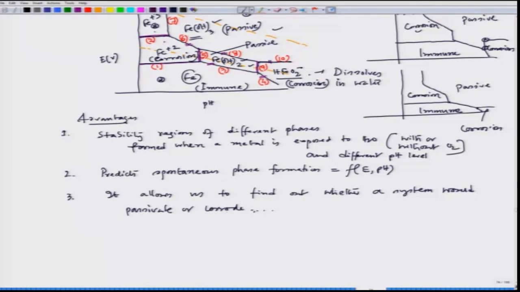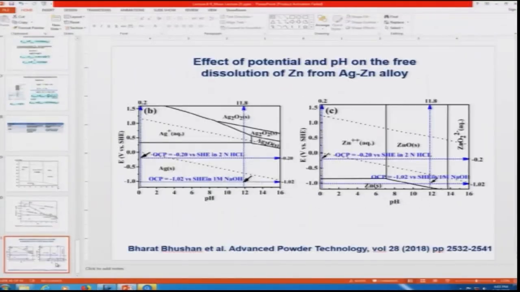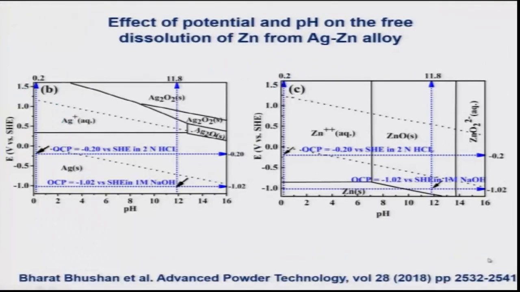Another important piece of information: when we have a mixture of metals, at a particular potential and pH level, we need to see which metal would corrode and which metal would not corrode. That information can also be obtained. Let us see one such example. This diagram is a Pourbaix diagram for aluminium, and this diagram is for the silver and zinc system, separately drawn. And if I try to see the two potential values and pH value, this is one point and this is another point.